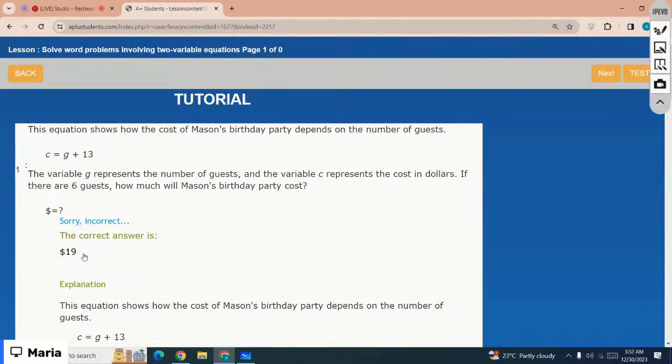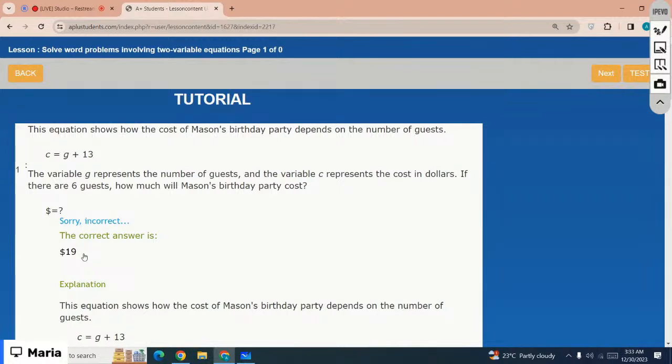Okay, this equation shows the cost of Mason's birthday party depends on the number of guests. C equals G plus 13. The variable G represents the number of guests and the variable C represents the cost in dollars. If there are six guests, how much will Mason's birthday party cost?